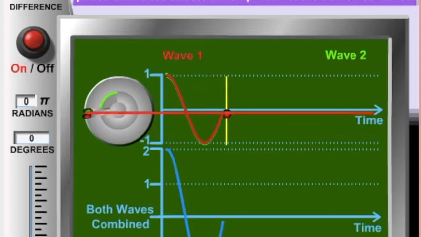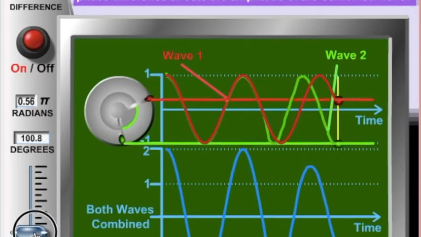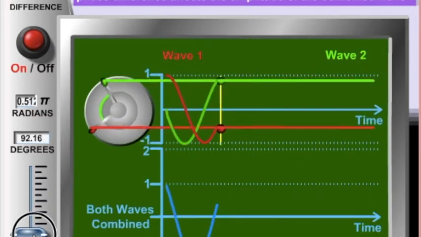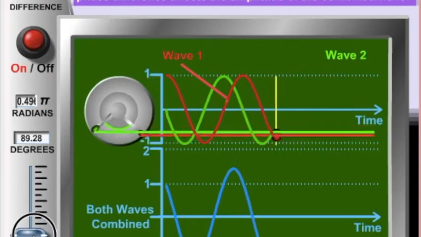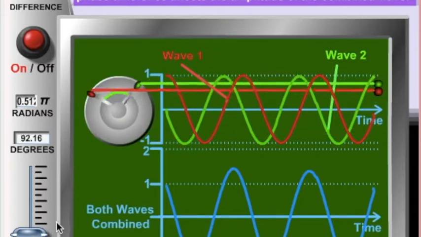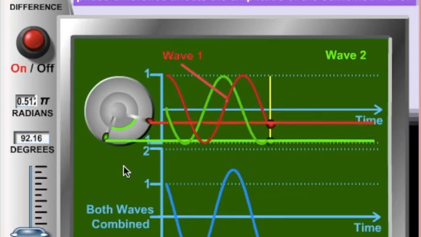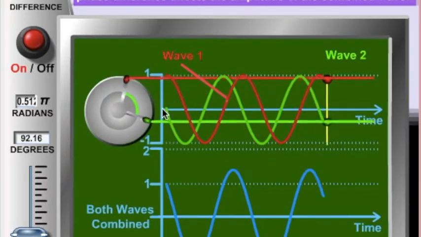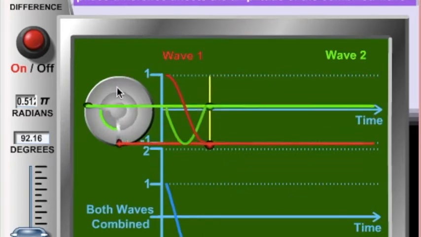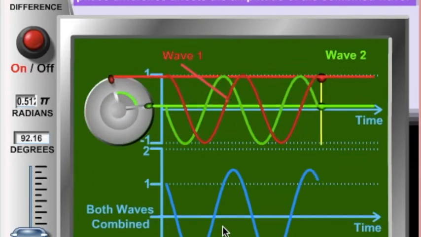Let's see what happens if we change these values. What will happen at 90 degrees? Don't forget, 90 degrees is pi over 2 radians, or half pi radians. Now we can see that the green wave is leading the red wave. It's in front, and there is 90 degrees separating those waves.